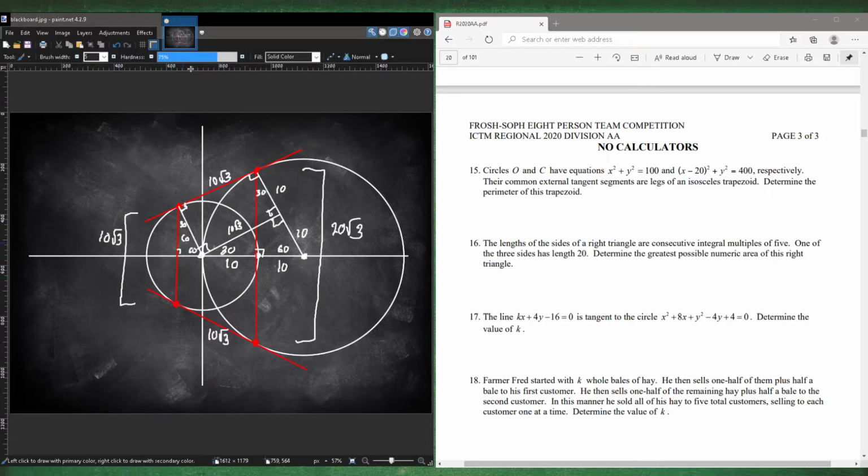So this base is 10√3, this base is 20√3, and our external tangents are 10√3. So 10√3 plus 10√3 plus 10√3 plus 20√3: 10, 20, 30, 50. So that's 50√3 as our perimeter for number 15.